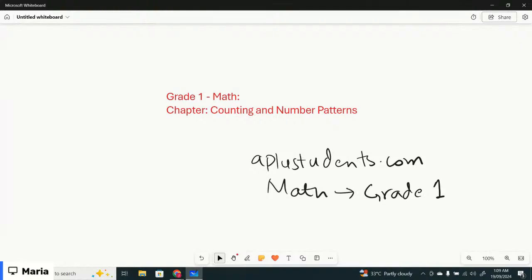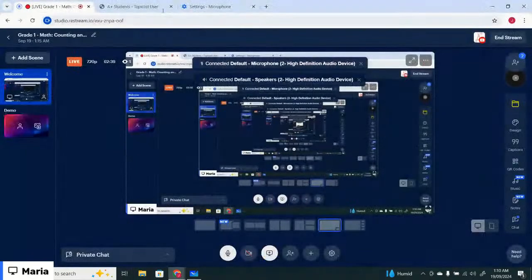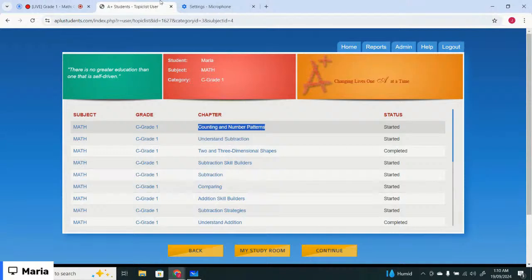We're going to start with the chapter that is counting and number patterns. So please make sure you have your notebook and pencil so that you can note down the important examples and definitions as well. So here I am on grade 1 math. We are on the chapter counting and number patterns. So let's just start with the lesson.